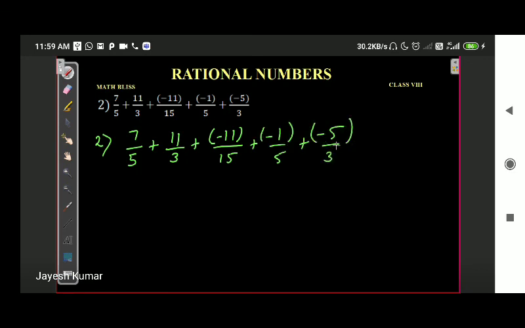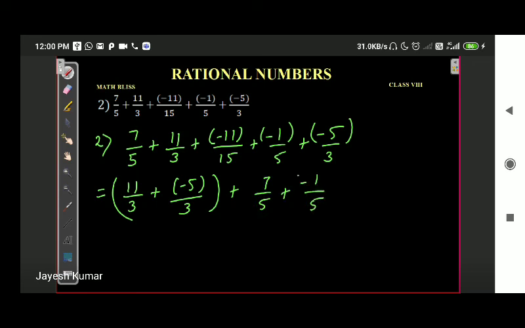What we need to do is, once again, arrange them on the basis of their denominator. First of all I am taking denominator 3, then denominator 5, after that denominator 15. So with the denominator 3 we have 11 upon 3 and minus 5 upon 3, plus with denominator 5 we have 7 upon 5 plus minus 1 upon 5, and lastly we have minus 11 upon 15.